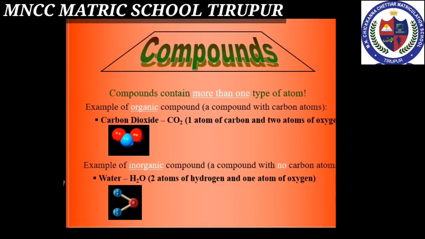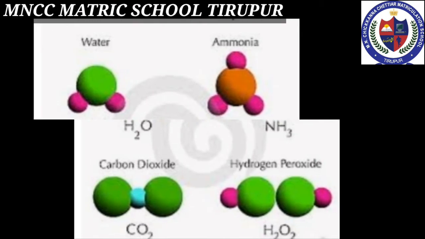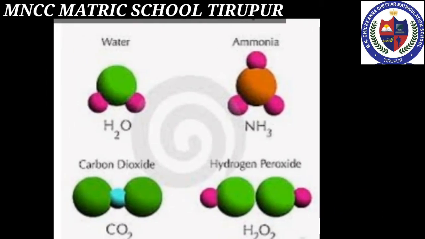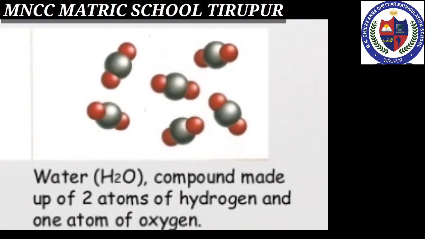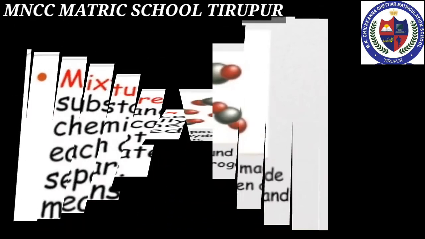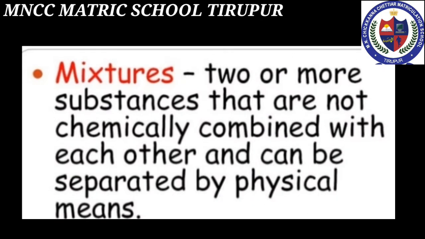Next one is about compounds. Compounds contain more than one type of atom. Some examples of compounds are water, ammonia, carbon dioxide and hydrogen peroxide. The molecular formula of water is H2O, that is 2 atoms of hydrogen and 1 atom of oxygen to form water. Next we'll move on to mixtures.